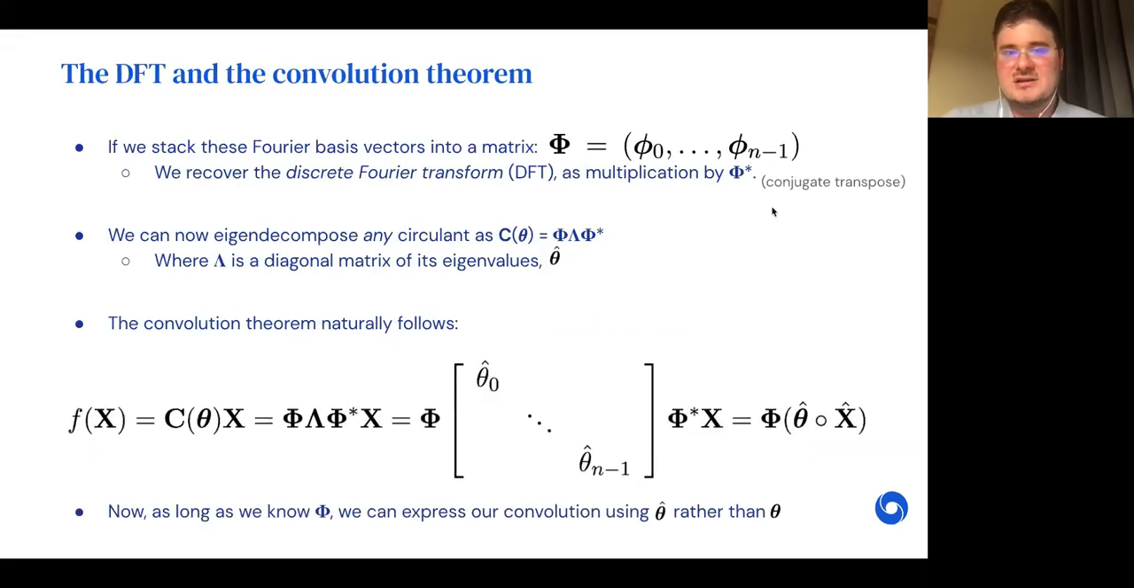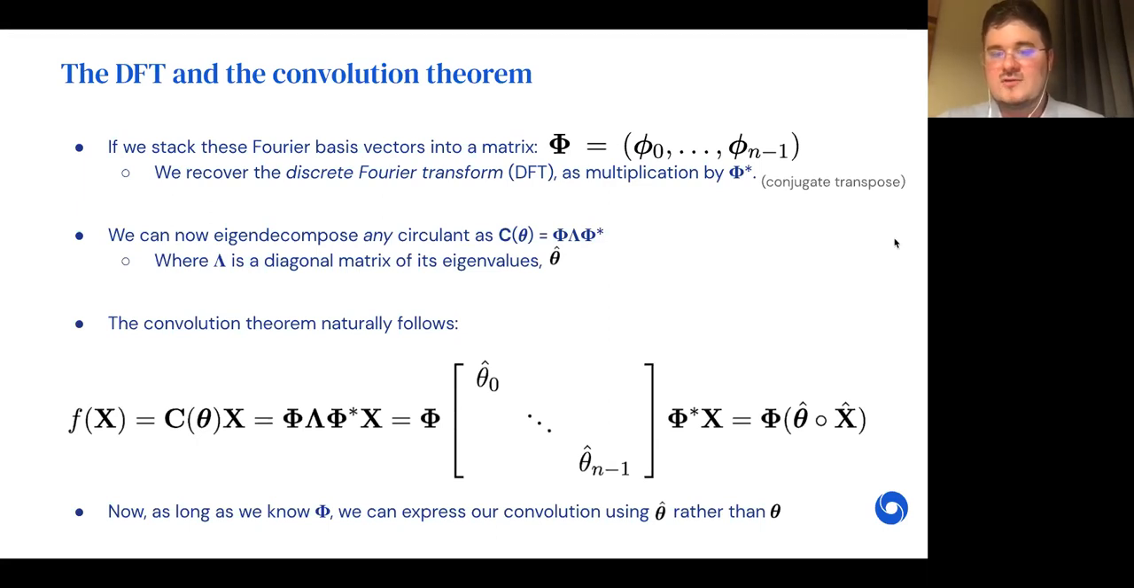So this is a particularly attractive property because now if we can stack these Fourier basis vectors into a matrix, we end up with exactly the discrete Fourier transform by multiplying with the conjugate transpose of this matrix. And because this is an eigendecomposition of any circulant, that means you can represent any circulant matrix as this standard eigendecomposed product of phi lambda phi transpose, where lambda is now just the diagonal matrix of the corresponding eigenvalues.